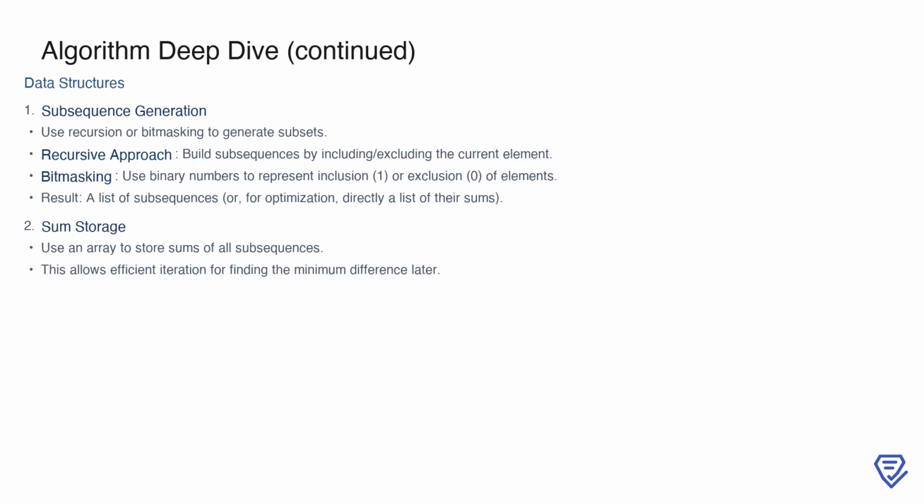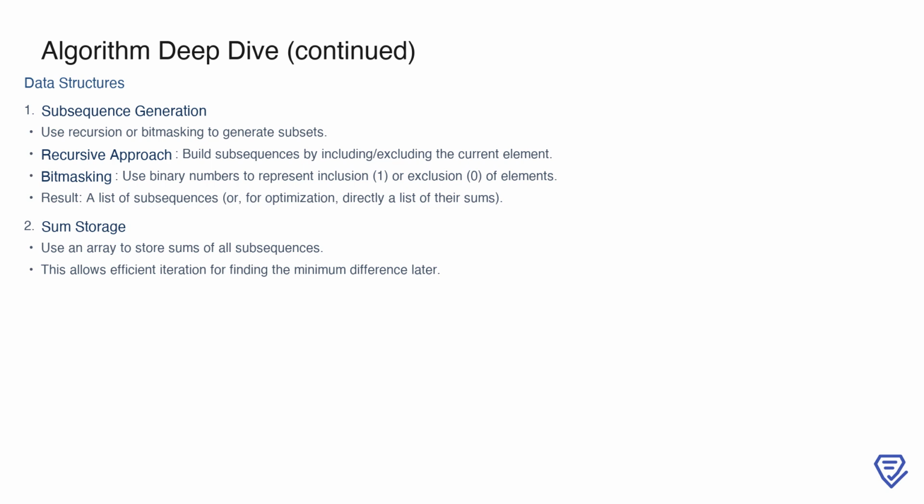To implement this brute force approach, we need efficient data structures. The first step, generating all subsequences, can be achieved using either recursion or bit masking. In the recursive method, we construct subsequences by deciding for each element whether to include it or exclude it. With bit masking, we use binary representations to indicate inclusion or exclusion, where a 1 means the element is included, and a 0 means it is excluded. Both methods allow us to systematically generate all possible subsequences.